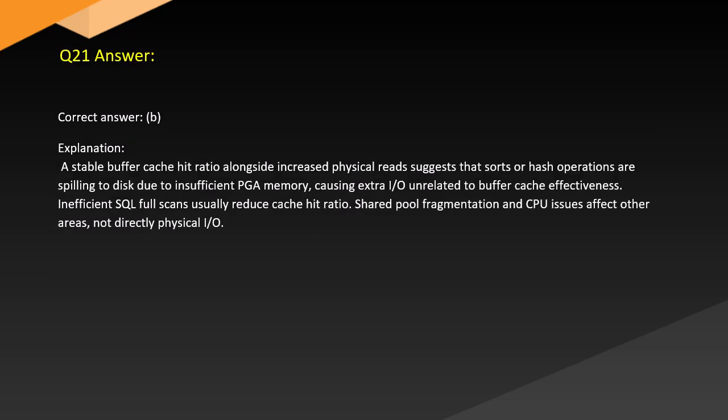Answer. Correct answer: B. Explanation. A stable buffer cache hit ratio alongside increased physical reads suggests that sorts or hash operations are spilling to disk due to insufficient PGA memory, causing extra I/O unrelated to buffer cache effectiveness. Inefficient SQL full scans usually reduce the cache hit ratio. Shared pool fragmentation and CPU issues affect other areas, not directly physical I/O.